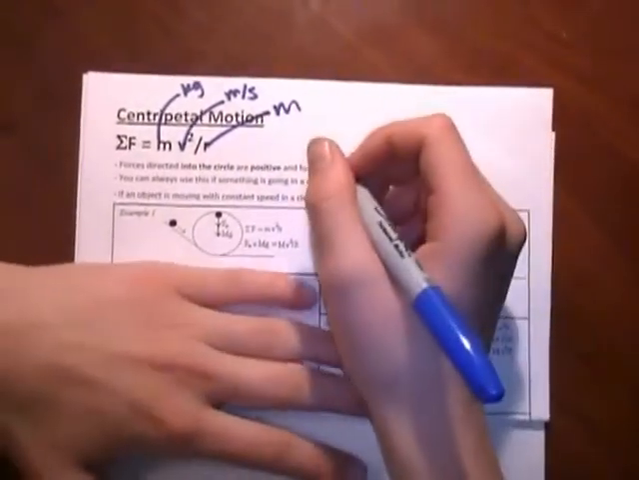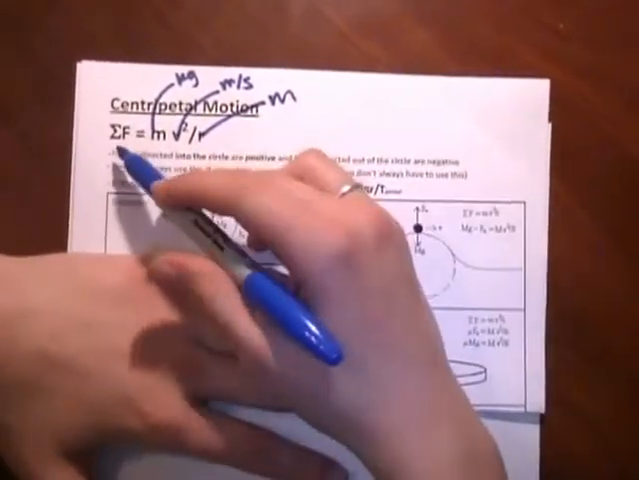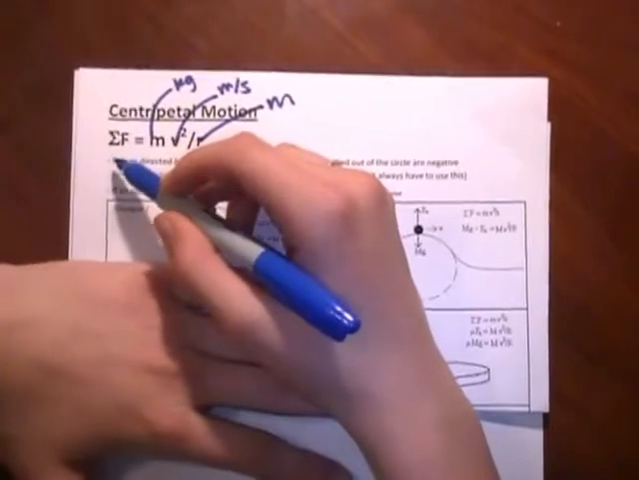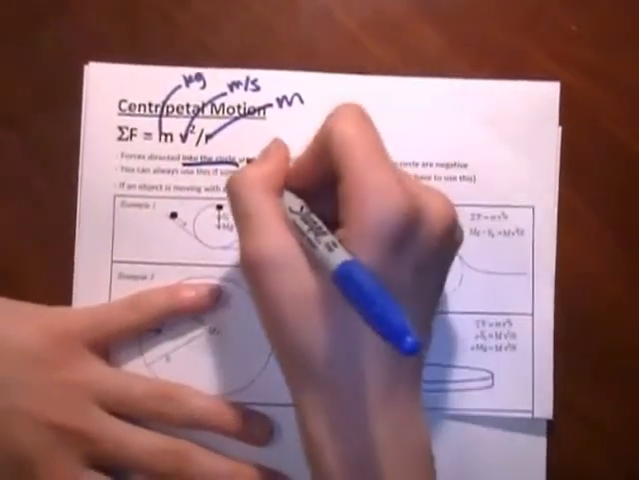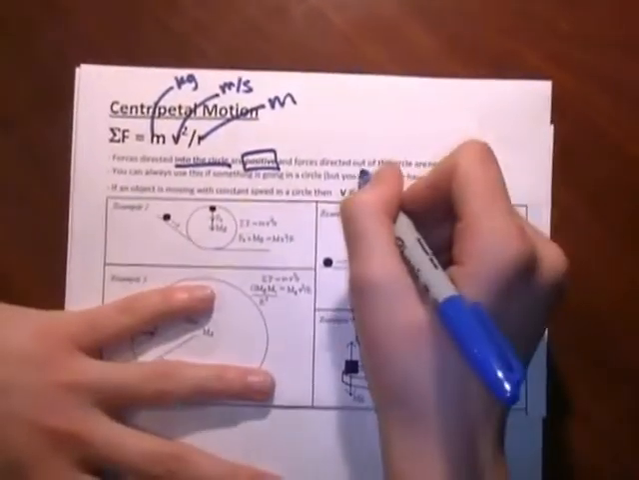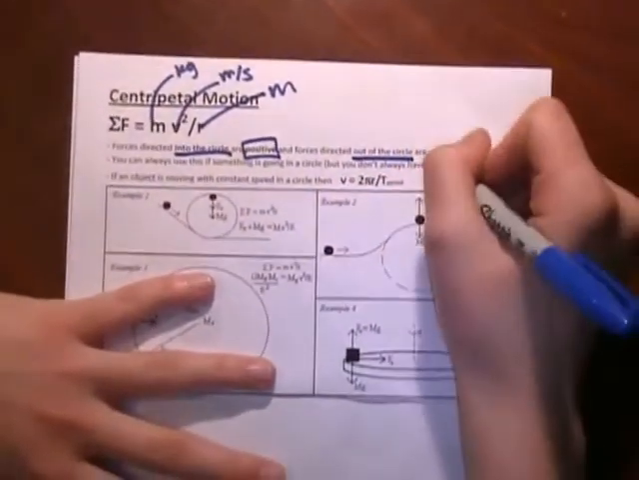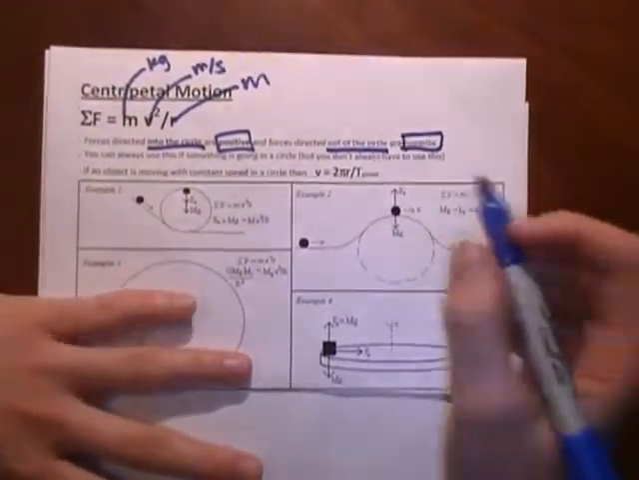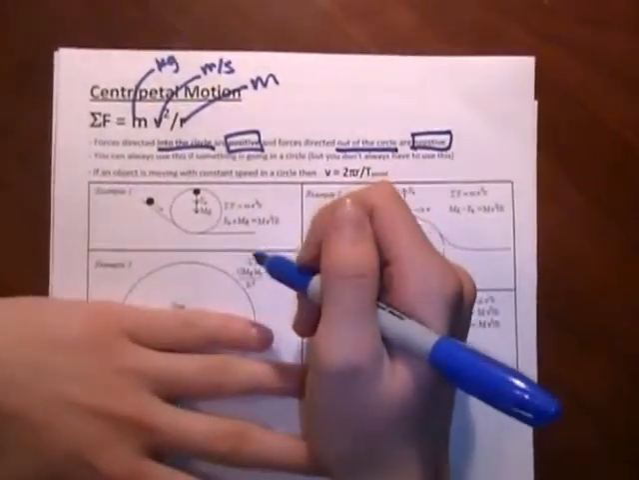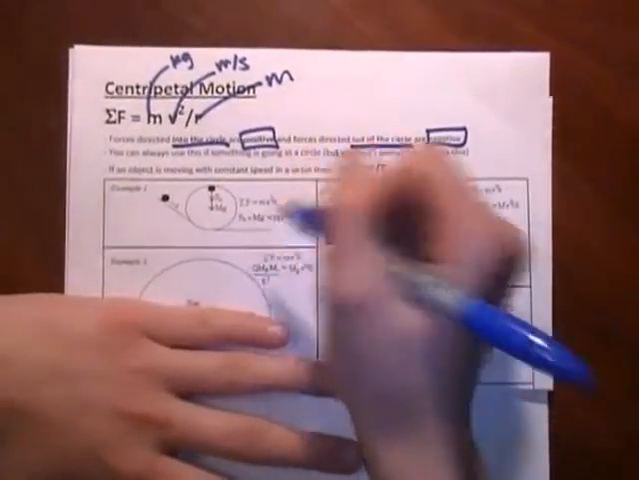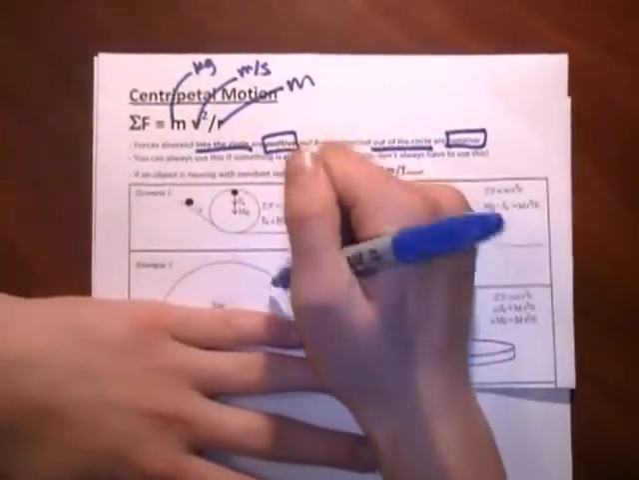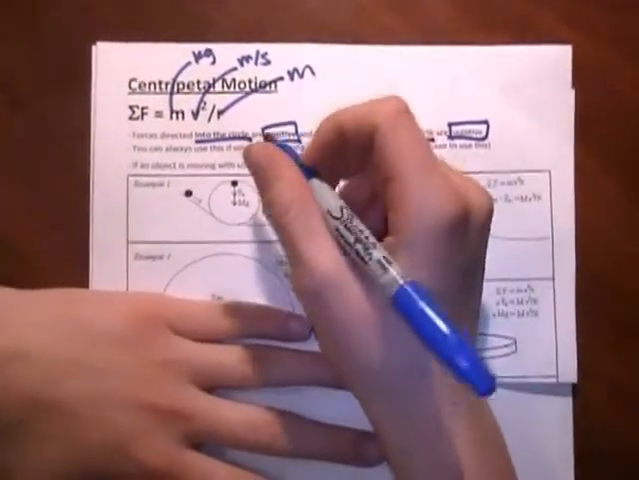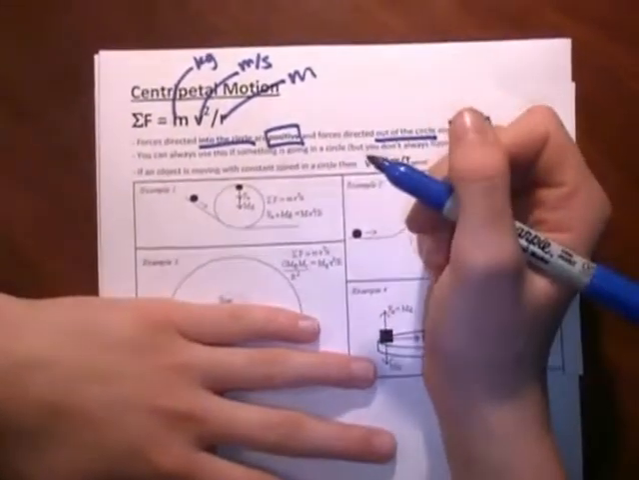In this equation, you add together all of the forces that are being acted upon the object. All forces directed into the circle are positive. All those directed out of the circle are negative. People may think that just because the force is being pointed down or pointed to the left, then it is negative. But that's not always the case.